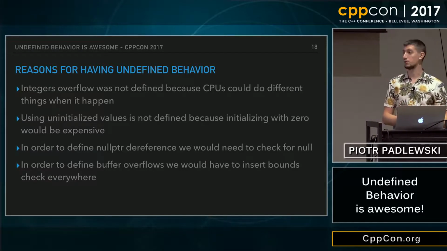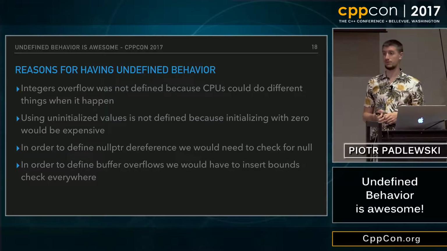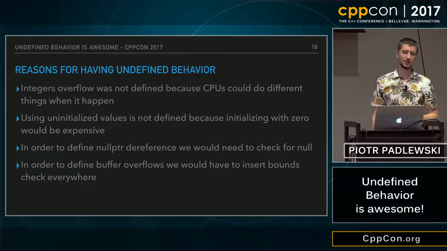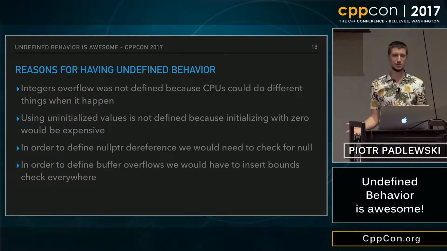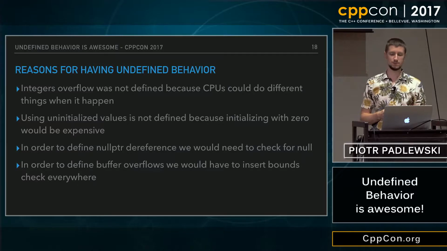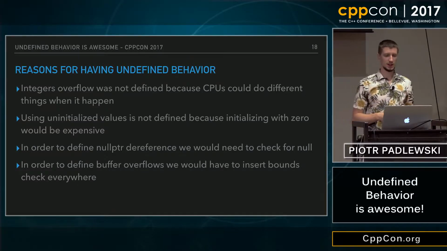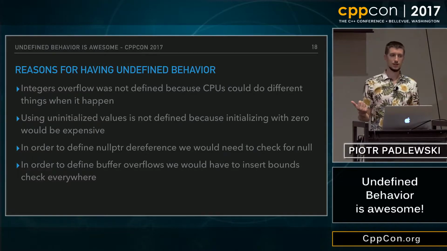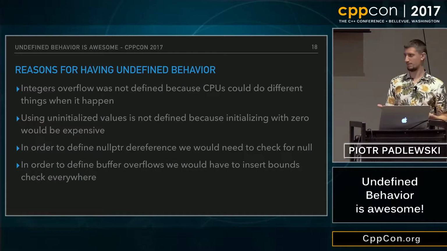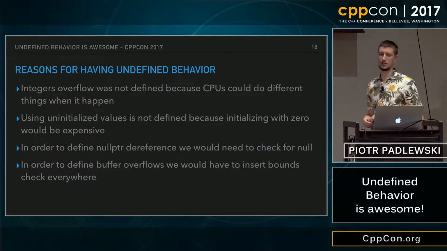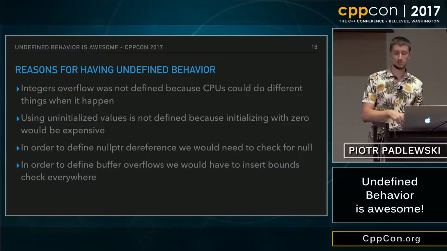And there are things like uninitialized values, where setting up one variable is pretty fast. We just do XOR or something. But if you have a long buffer, then it might actually cost us a little. So this is why I think it's not defined. And things like dereferencing a null pointer. If you would like to define null pointer dereference, then we would actually have to check just before dereferencing whether it's a null pointer, and then raise an exception or something, right?